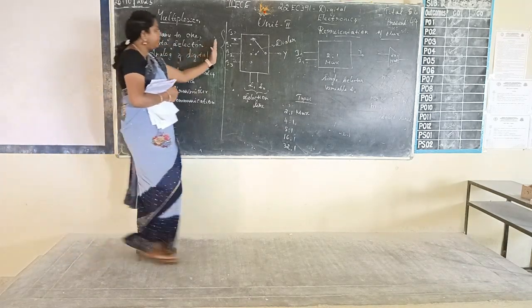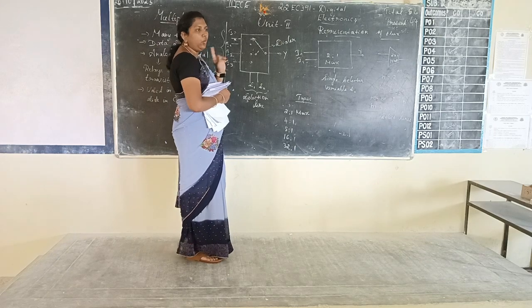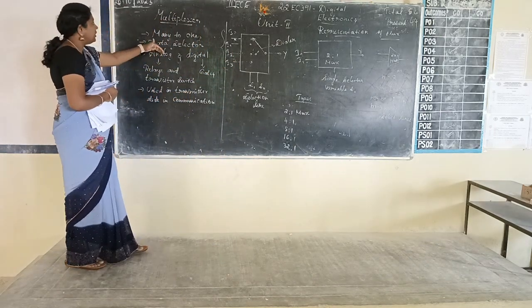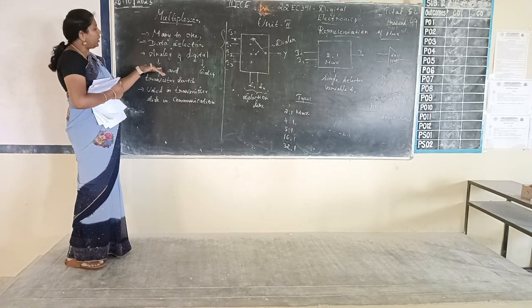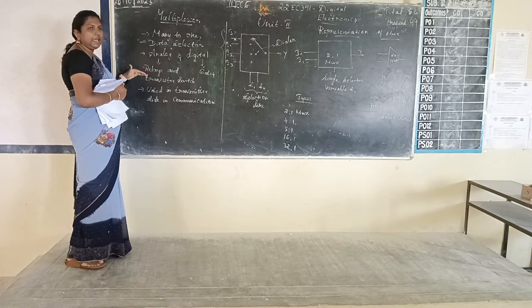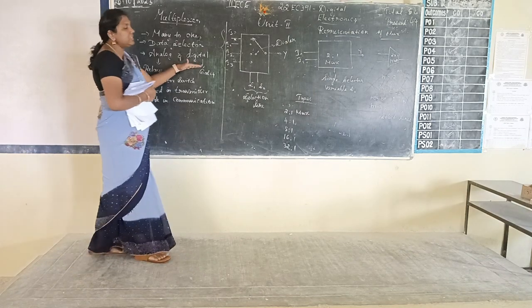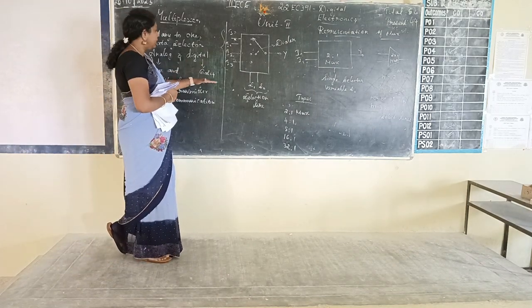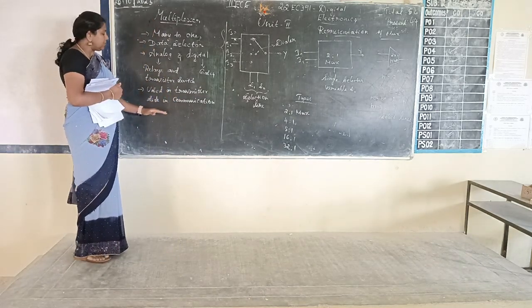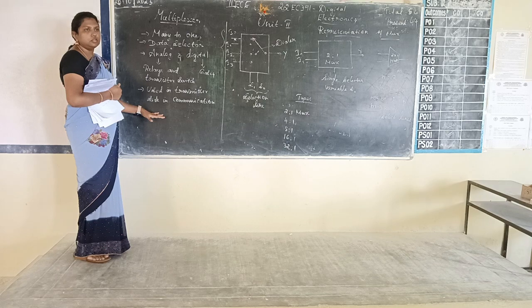So from n number of inputs, we select any one of the input. So it's also known as data selector. Then we use multiplexer in analog and digital circuits. So analog circuits we use in the form of base and transistor. So in digital circuits we will be using in the form of gates. Then this multiplexer is used in transmitter side for communication purpose.